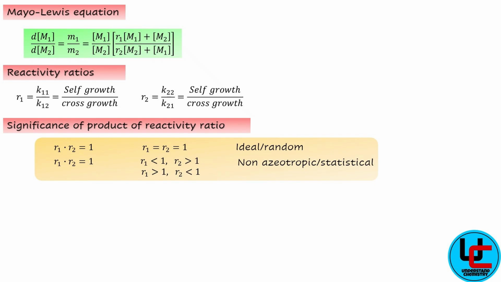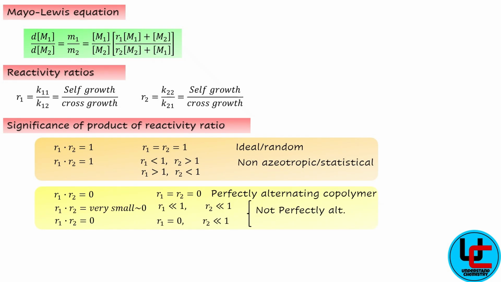If both r1 and r2 are 0, then the product r1r2 will be equal to 0 and we get a perfectly alternating copolymer. This means each radical only adds the other monomer. If the product r1r2 is very small or almost 0, we still get alternating behavior but not perfectly.